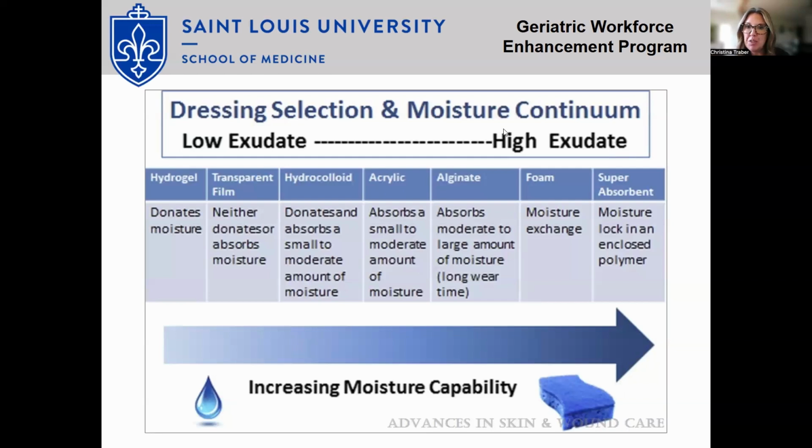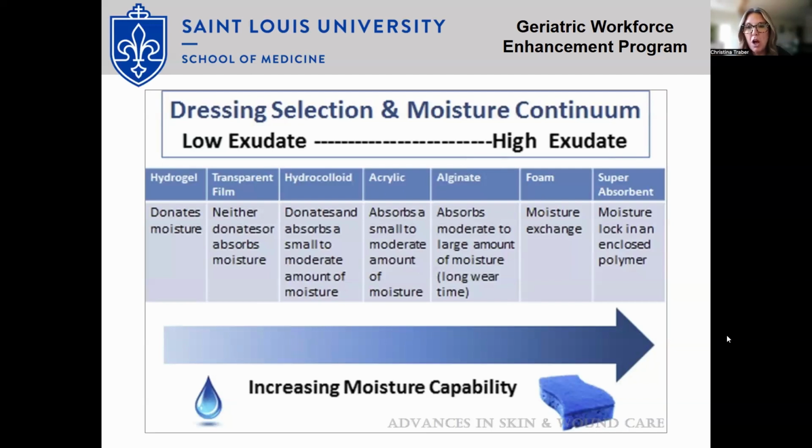So that's when we use things like alginates, which are a derivative of seaweed that you put in the wound bed and they fluff up and absorb that moisture off the wound bed, all the way to a foam dressing that will absorb some of that moisture. So it really helps to keep that wound bed at its best, being moist, but not too dry or too wet.